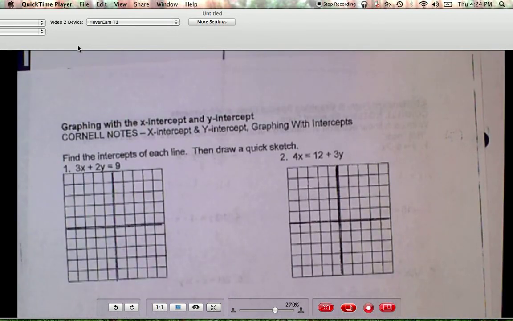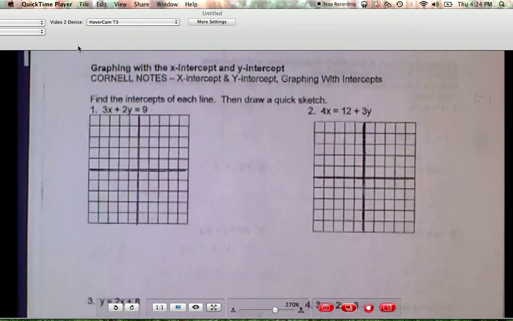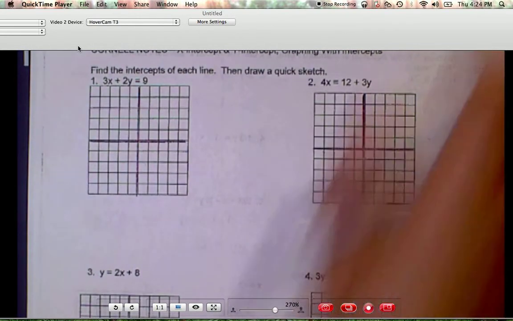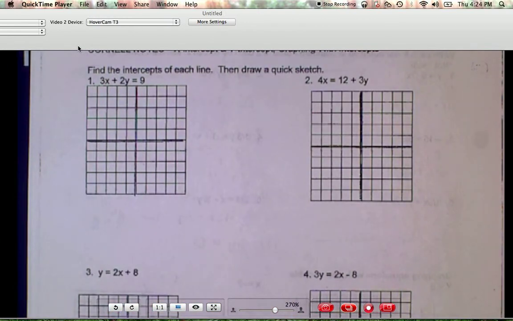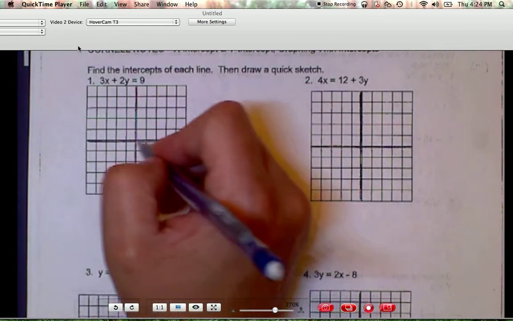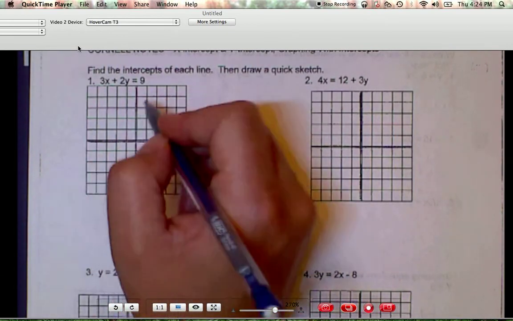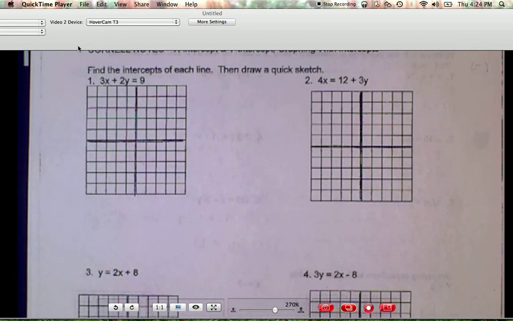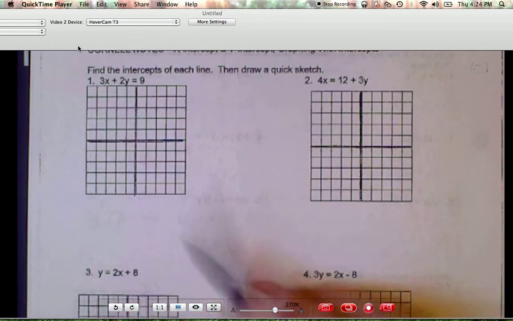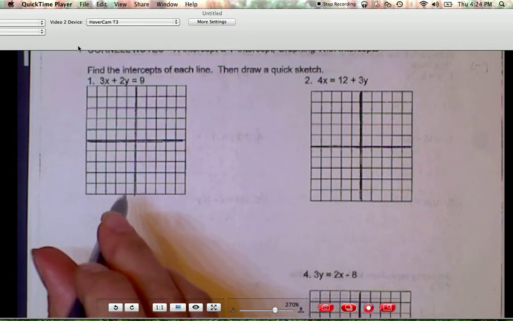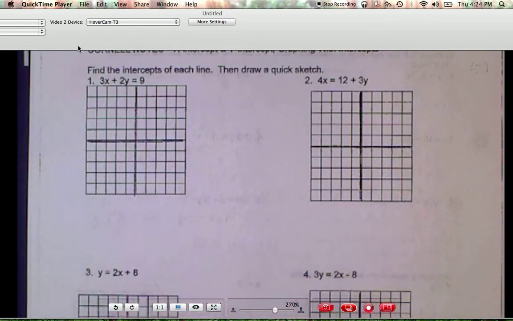When you graph with x-intercepts and y-intercepts, there's a couple steps that we want to go through, but let's first do a problem and then we'll go back and fill in our x-intercept and our y-intercept. So we have an equation here, 3x plus 2y equals 9. Now we want to find where it crosses the x-axis and where it crosses the y-axis. And if we want to do that, in this case, this is already in standard form, which is going to be very helpful for us. I'm going to go the long way on the first one, and then I'll show you the shortcut also.